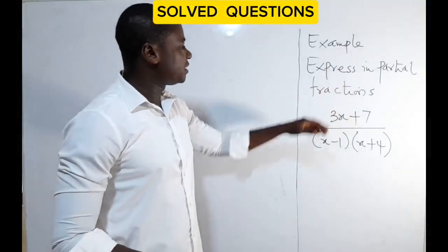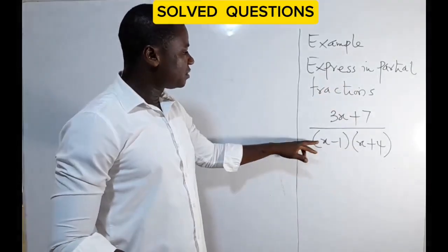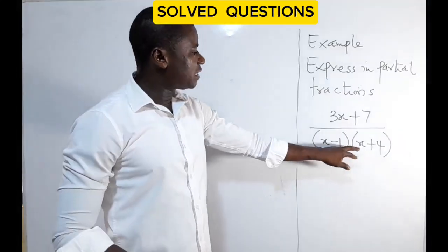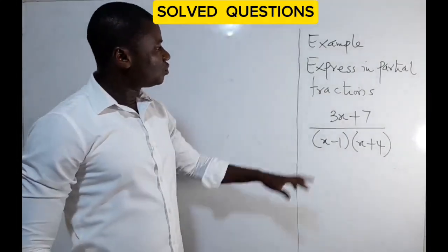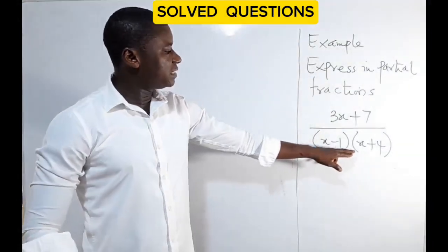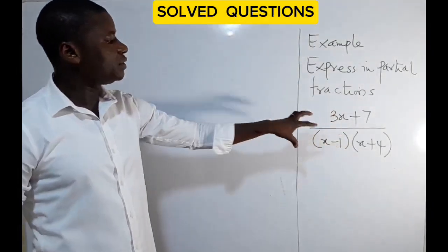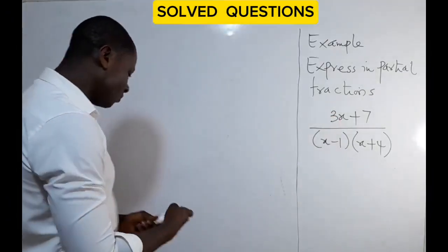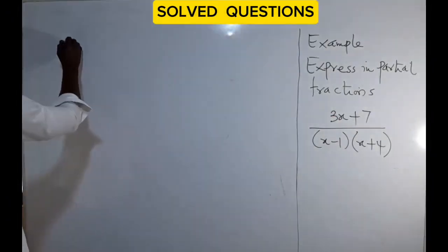Expressed in partial fractions: 3x plus 7 divided by (x minus 1)(x plus 4). So this is a denominator with a linear factor, okay? This is a linear factor, this is a linear factor. So we call this type a denominator with a linear factor. And so how do we solve such a problem?